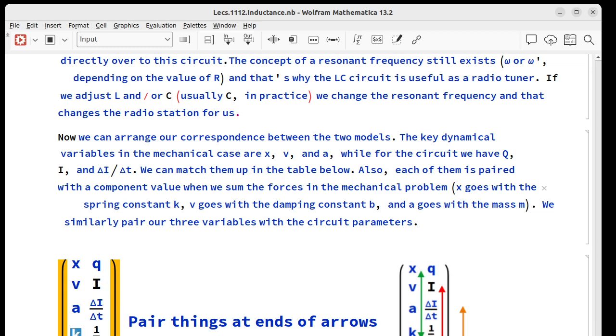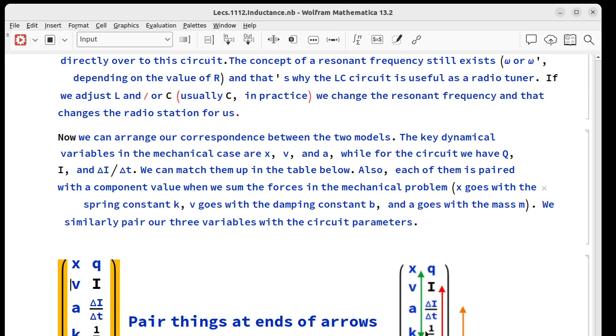In the mass, spring, and shock absorber setup, K is the spring constant, B is how sticky the shock absorber is, and M is the mass. Here we have 1 over C, which is kind of like the spring, R, which is like the shock absorber, and L, which is like the mass. So we can find an equivalence between these things on the same line.